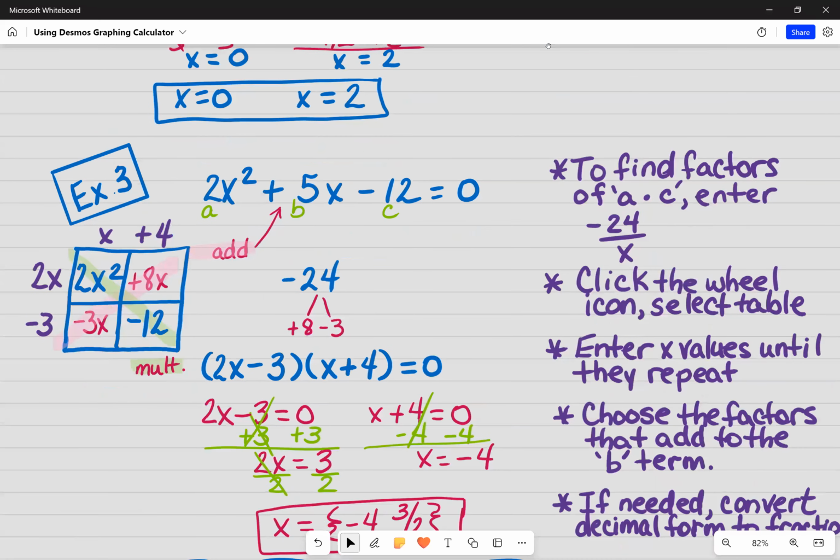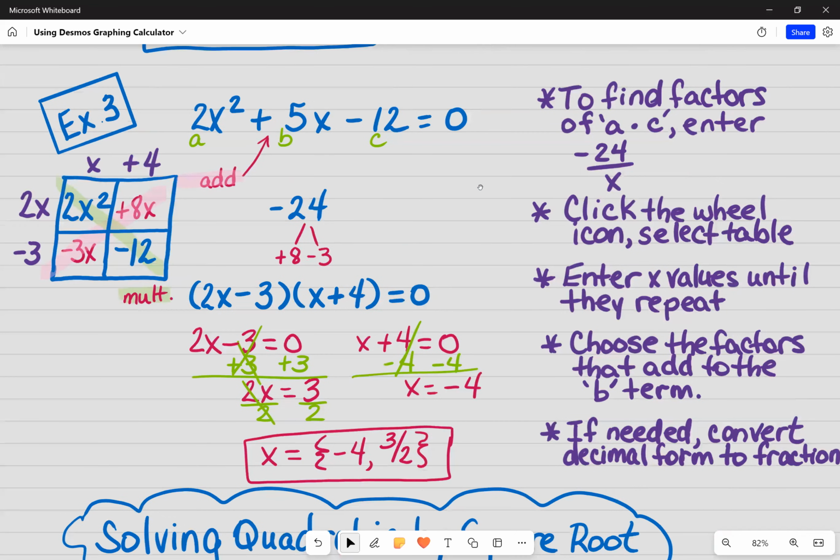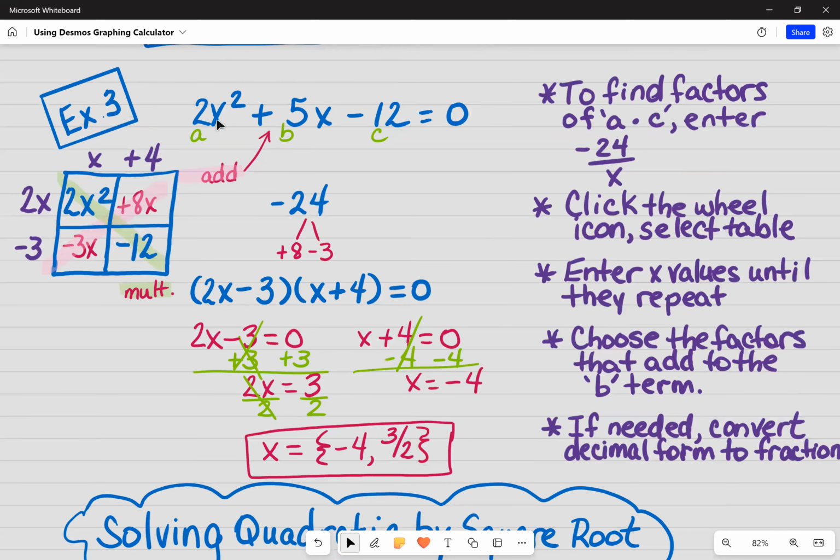For example 3, let's say I don't even know how to get started with factoring because I'm not sure how to find factors. If this is the problem that I am given, or the equation, I know to multiply A times C. So in this case, it's going to be -24. I have to find two factors that not only equal -24, but they add to equal +5. So my steps for Desmos are over to the right.